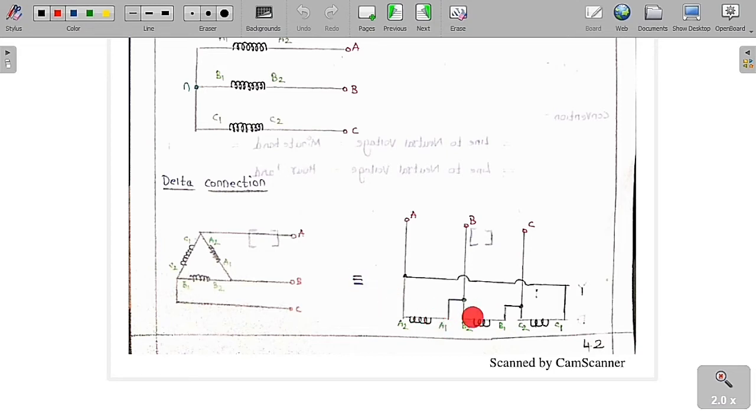So this is the joining we are going to do. A1 is joined to B2, B1 is joined to C2, and C1 is joined to A2. We take the common point of A2 and C1 outside and call it A. Similarly, the A1 and B2 joint we take outside and call it B. Similarly, the B1 and C2 joint we take outside and call it C. So you can write either in this fashion or in this fashion, it is the same.